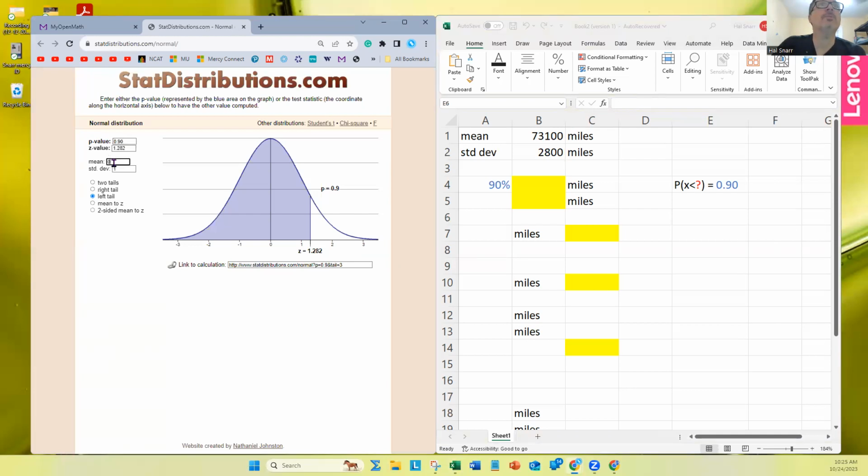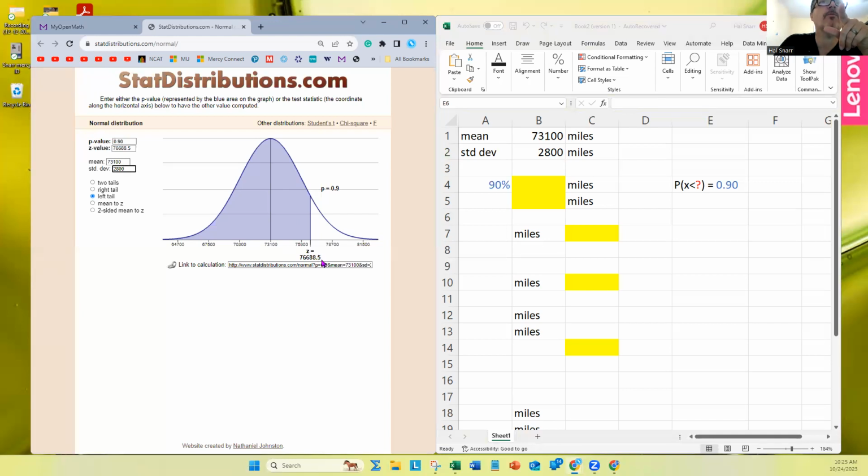But we don't have a standard normal distribution. We have a normal distribution with a mean of 73,100 and a standard deviation equal to 2,800. So this is visually what a 90th percentile is. This area is the probability, and it goes from negative infinity to, looks like 76,689 or 88. We don't really know what that is because we don't know what the next decimal place is right here.